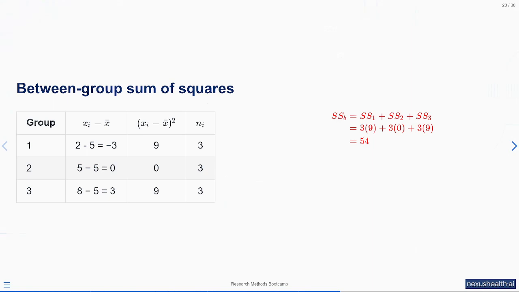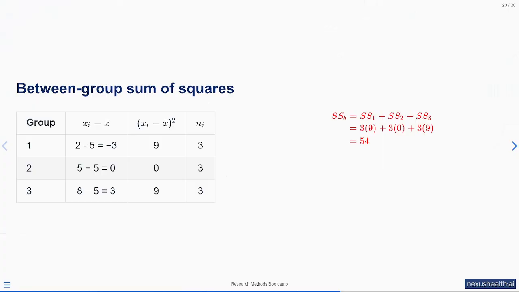So the group mean minus the overall mean, and then by the time we add up everything, we have 54.